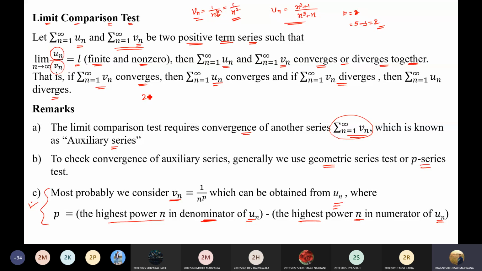Another way, the second way to choose Vn. Here you can choose Vn directly, that is very simple, by observation. The highest power term of n. What is the highest power term of n in the numerator?